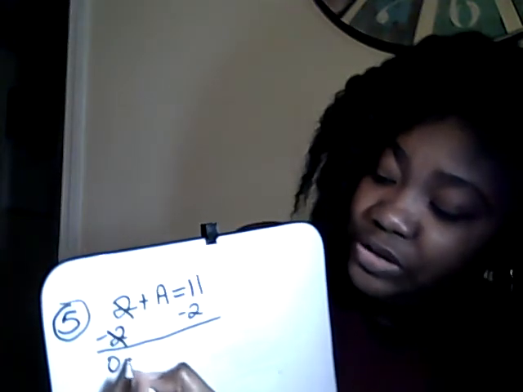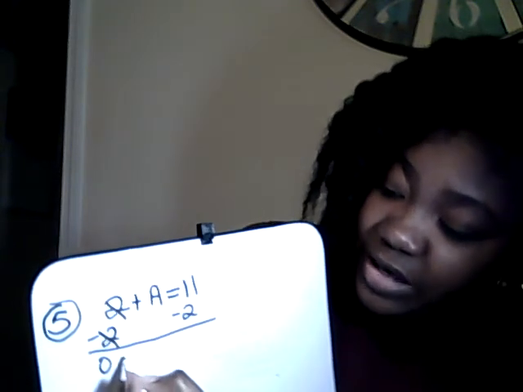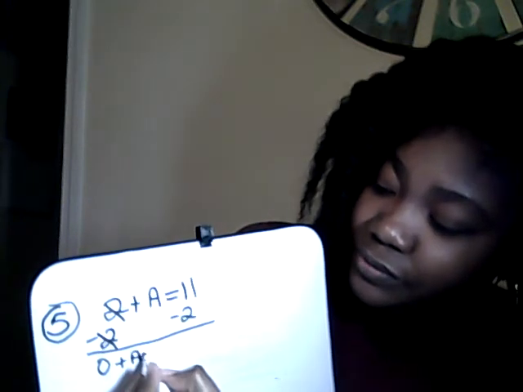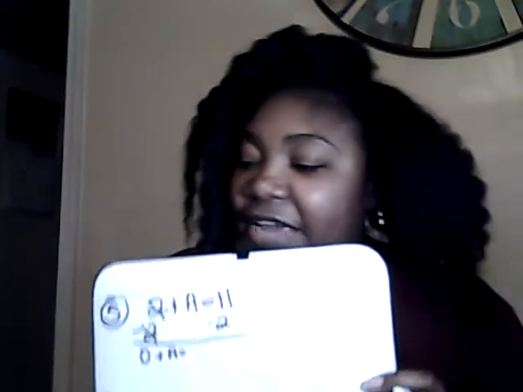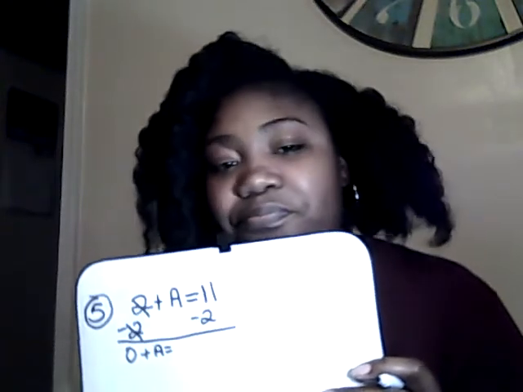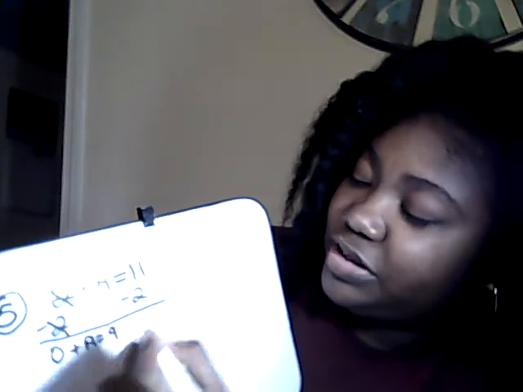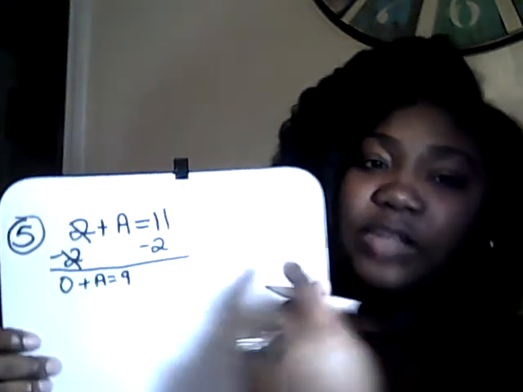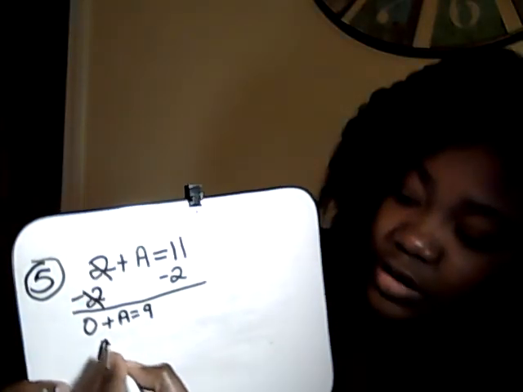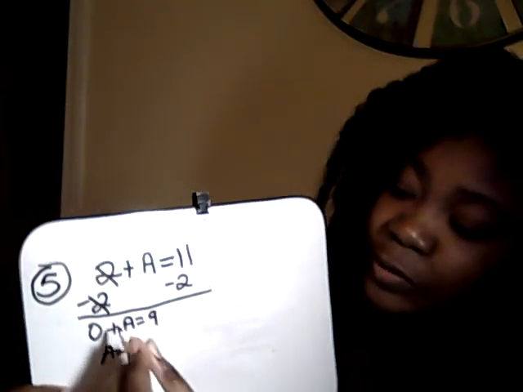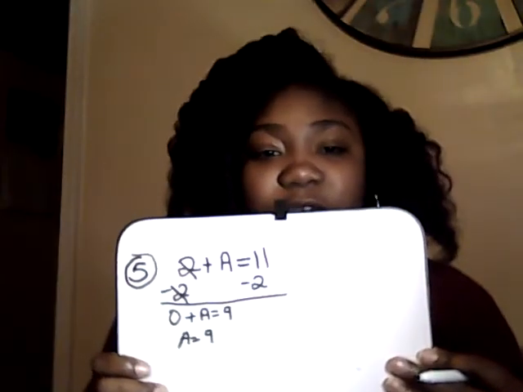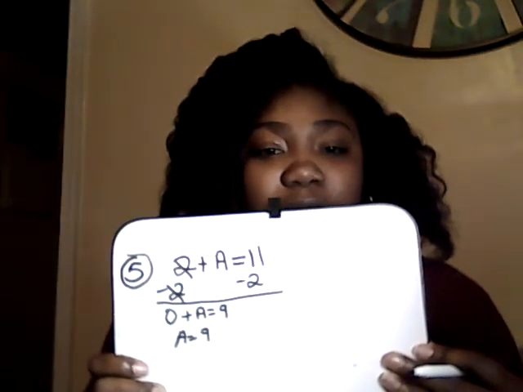I mean, you can put 0 there if you want to. It's the same thing. I'm just going to bring everything else down. And then 11 minus 2 is 9. And if you want to just do it with the 0 until you get down to the last thing, then you can as well. So whatever floats your boat. Okay.